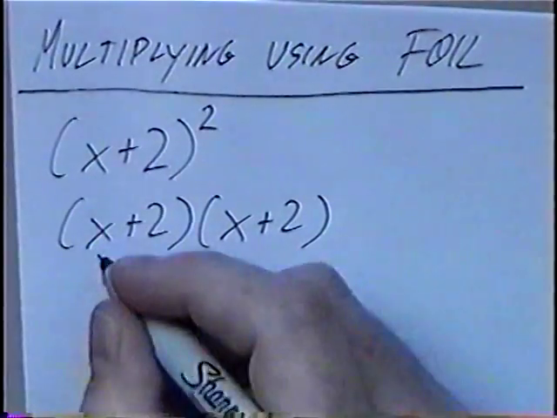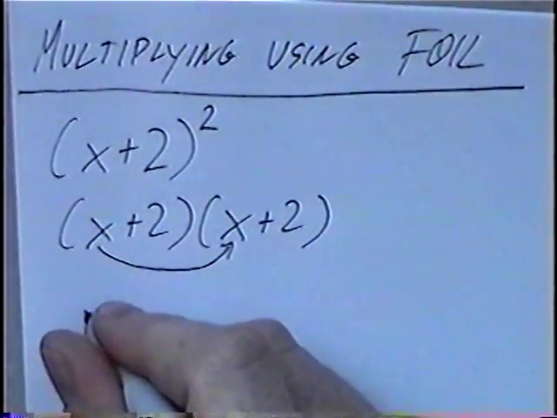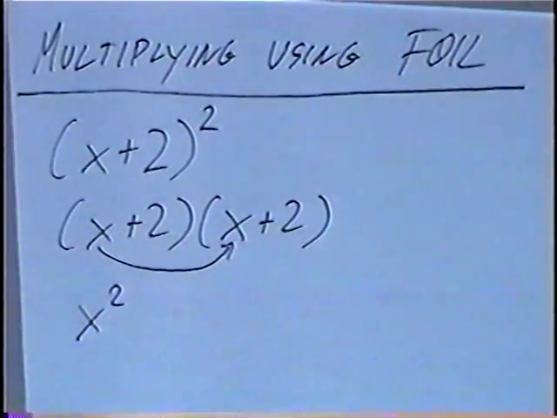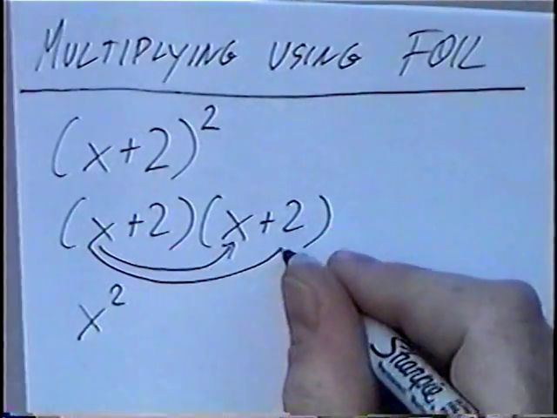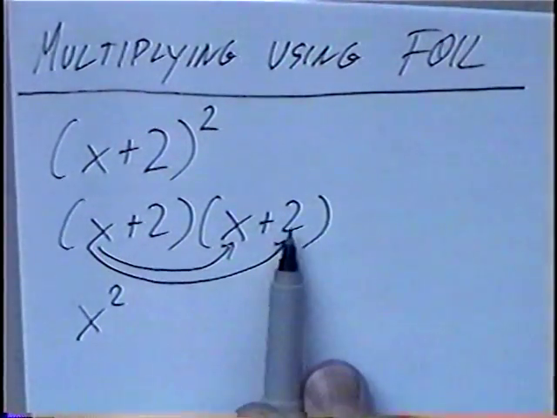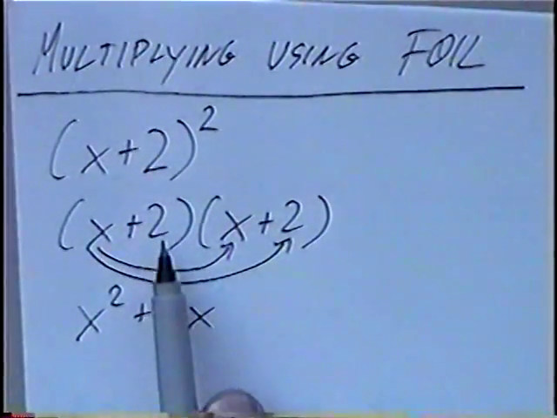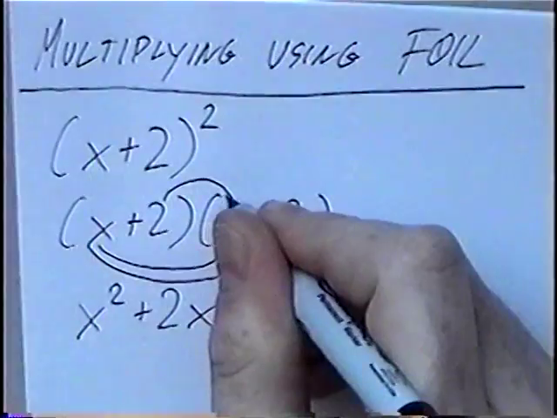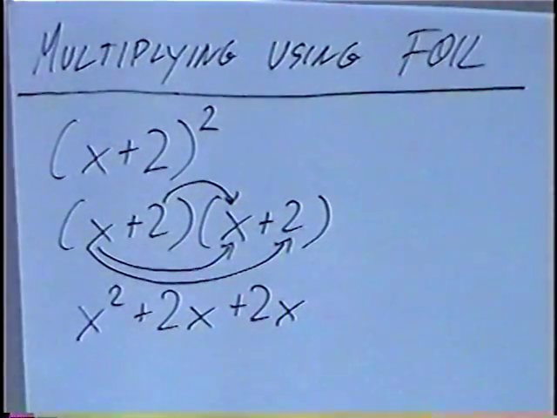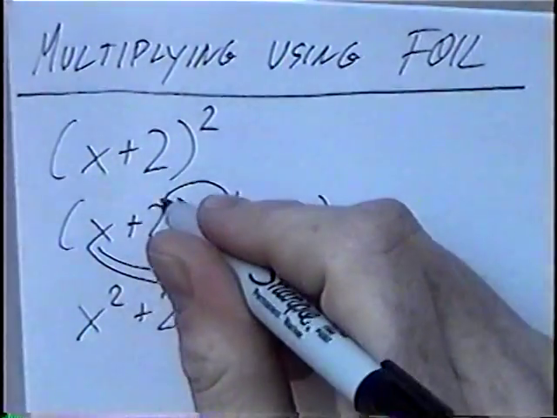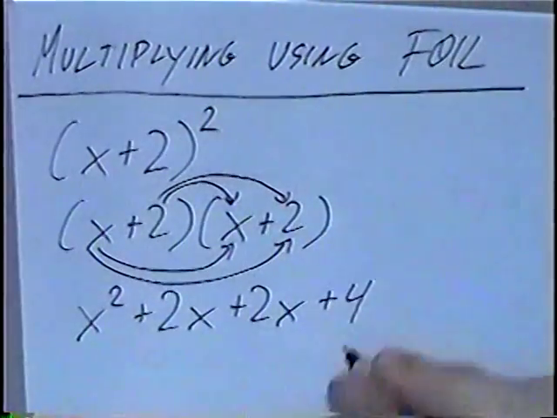Again, taking the first term, multiplying it by the first term in each parentheses. X times x would be x squared. The O in FOIL, the outside, going from the far left to the far right. X times 2 would be 2x. Multiplying the inside terms, or middle terms, 2 times x would also be 2x. And multiplying the last number in each parentheses, 2 times 2, which would be 4.